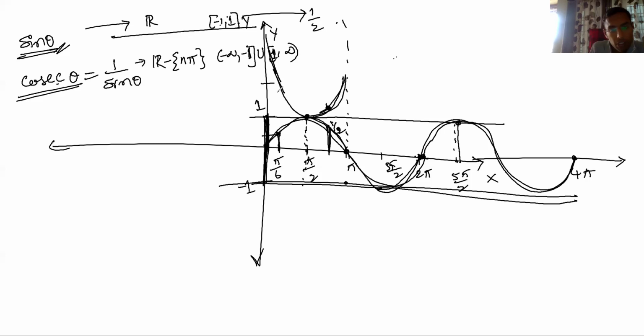Here same for pi by 6, cosecant theta is 2. So like this. 2 means you will get like this. Then again for pi it is infinity. But not only that, what is here? In the first and second quadrant it is positive. But after, in the third and fourth quadrant, it is negative. So cosecant theta is also negative.